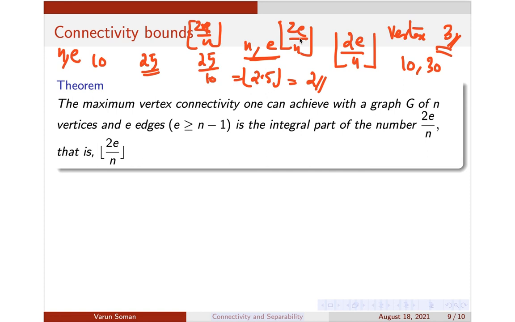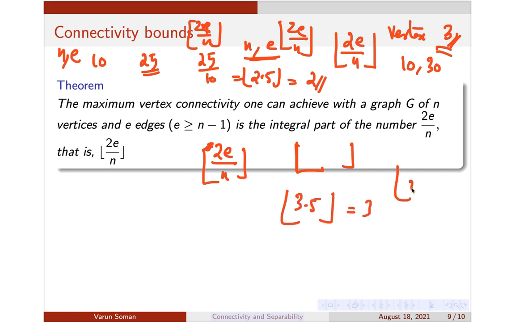So the maximum possible vertex connectivity which could be constructed is the greatest integer less than or equal to 2e/n. It is not 2e/n itself, it is the greatest integer less than or equal to 2e/n. It is called the greatest integer function. The greatest integer function of 3.5 is 3, and of 3 is 3. So the maximum possible vertex connectivity is basically the greatest integer less than or equal to 2e/n. I hope you understand the implication of this statement.